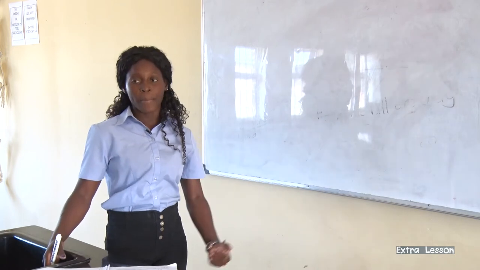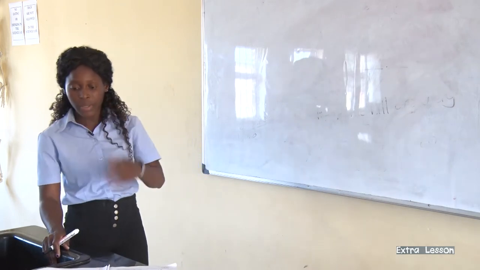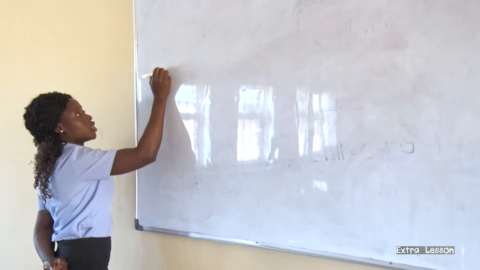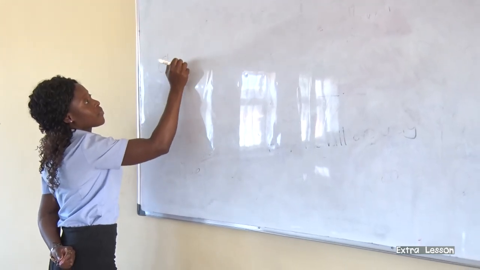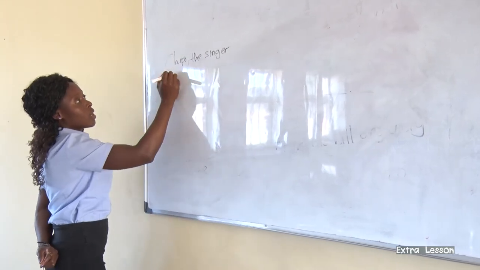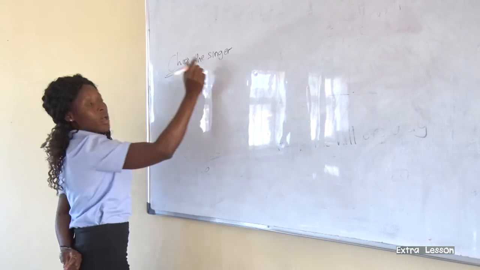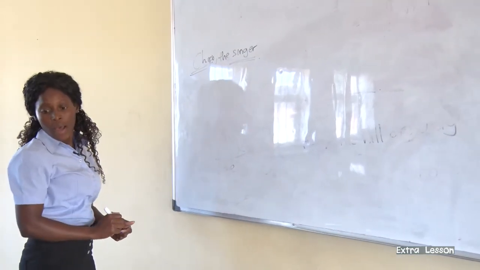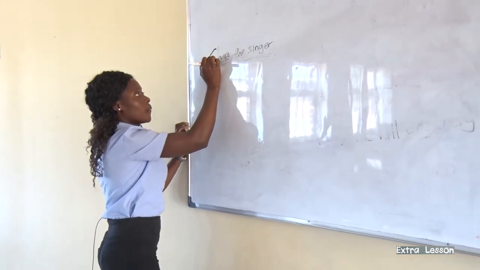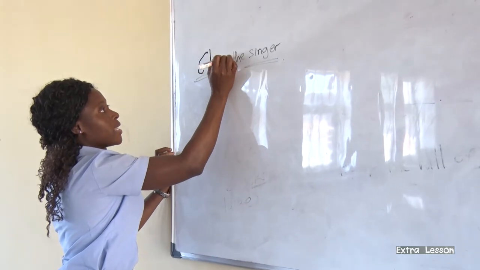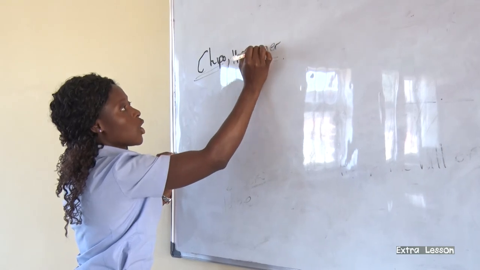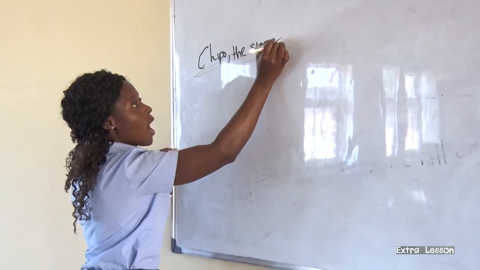I think I've talked about the appositive before, but let me give you another example. Let's say we have Chipo, the singer. Chipo is a noun. Singer is also a noun. But when we're talking about appositives, we are saying Chipo, and the more information about her is the singer. So the singer here is our appositive.